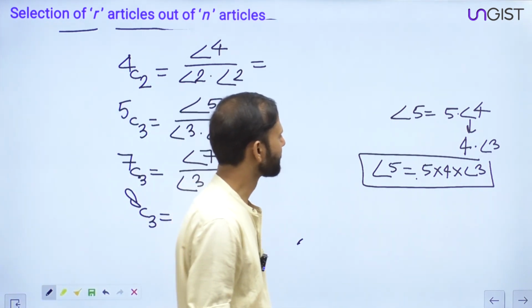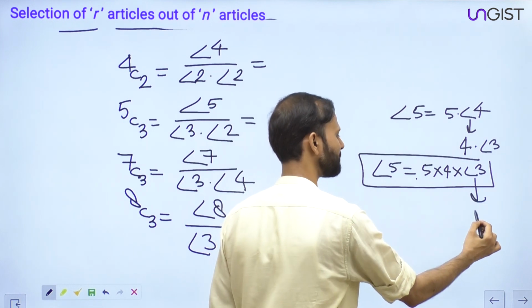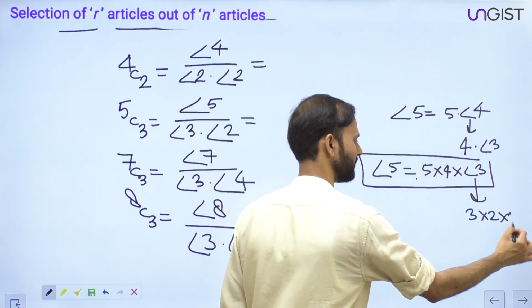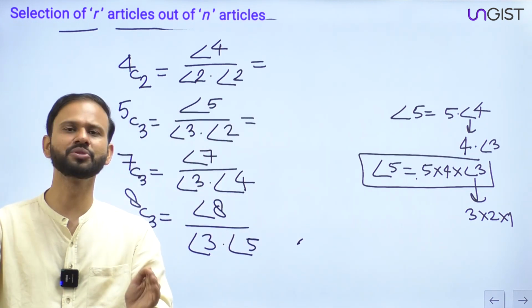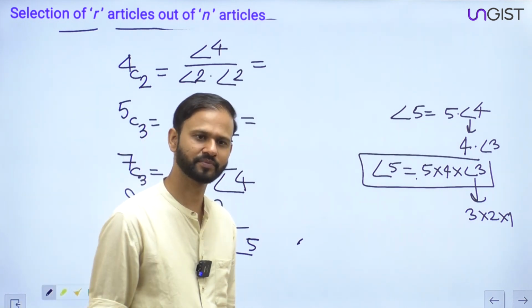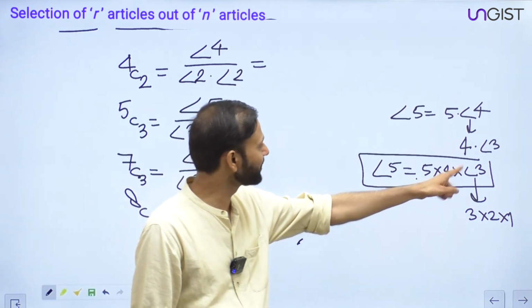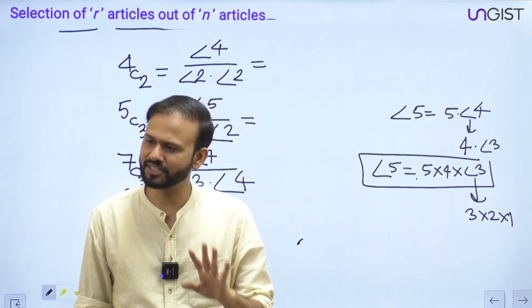Why don't we write 5 into 4 into 3 into 2 into 1? See, this part is actually 3 into 2 into 1. This is factorial 3 equal to 3 into 2 into 1 only. Right? Fine? Clear now? It is factorial 3. Guys, it is okay now?